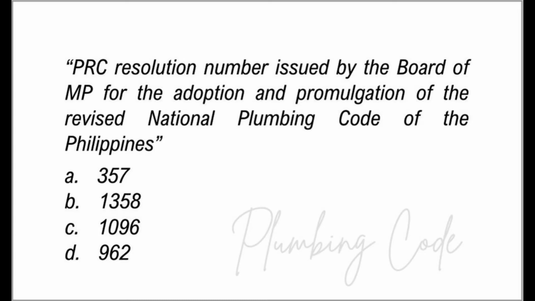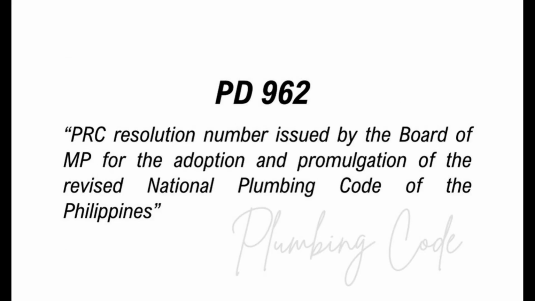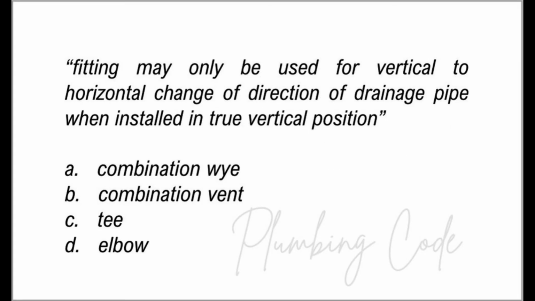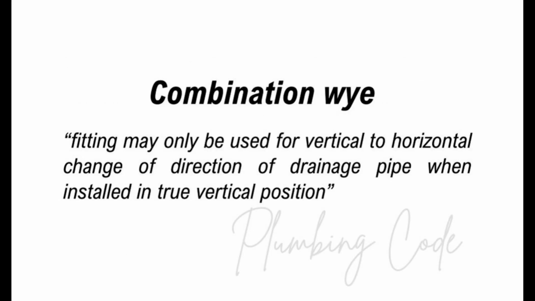1358. 1096. 962. The answer? 962. Fitting may only be used for vertical to horizontal change of direction of drainage pipe when installed in true vertical position. Combination Y. Combination vent. T. Elbow. The answer? Combination Y.